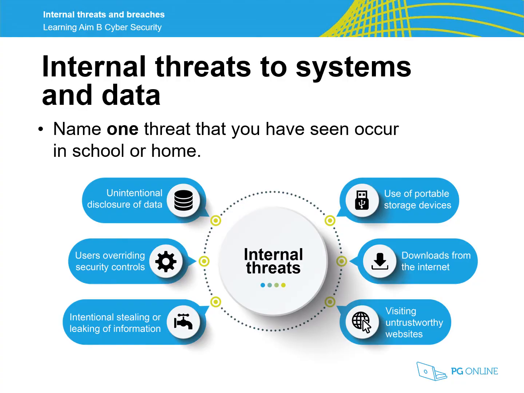Hopefully, you came up with some of the internal threats shown in the diagram below. Let's go through the 6 threats now. The first one is unintentional disclosure of data. The second one is using portable storage devices, so USBs. The third one is downloads from the internet. Our fourth threat could be visiting untrustworthy websites, and our last 2 threats to our system could be intentional stealing or leaking of information, or overriding the security controls to allow people unauthorized access. We're going to take a look at these in more detail on the next few slides.